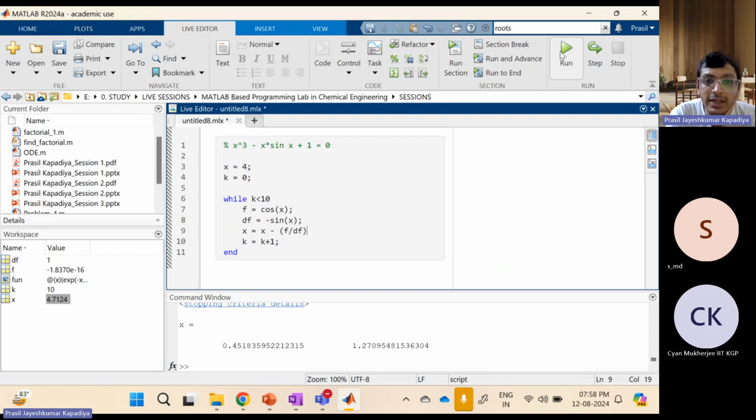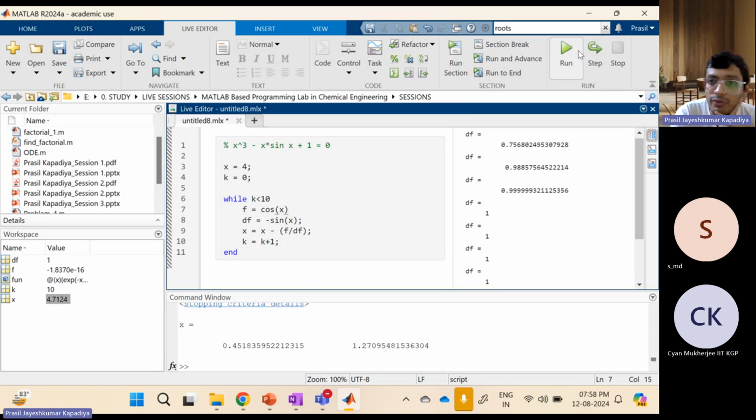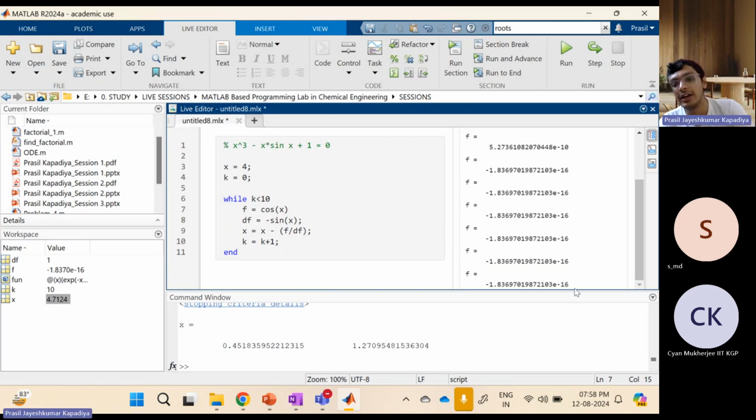So I'm getting something like 4.7124. I don't want to print x actually. I want to print f. See, f we are getting is minus 1 into 10 to the power minus 16. That is nothing but 0 only. Okay. So we are getting 4.7124.